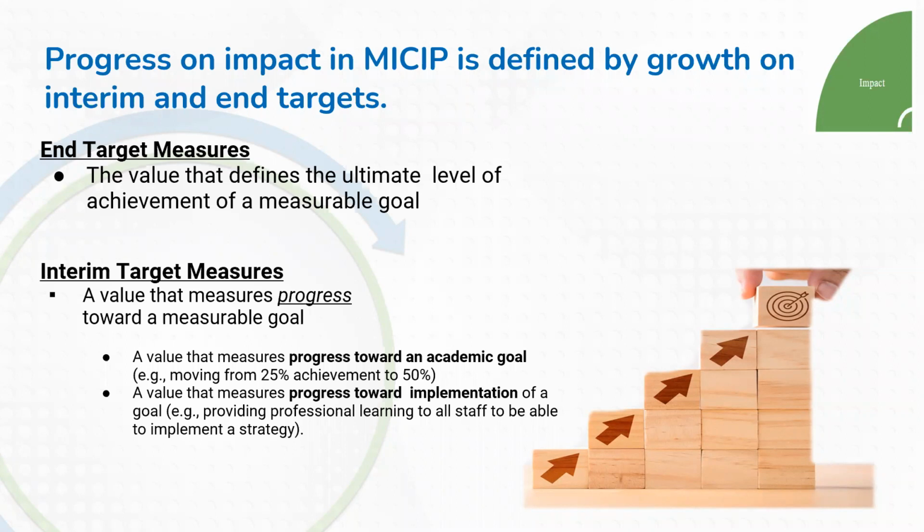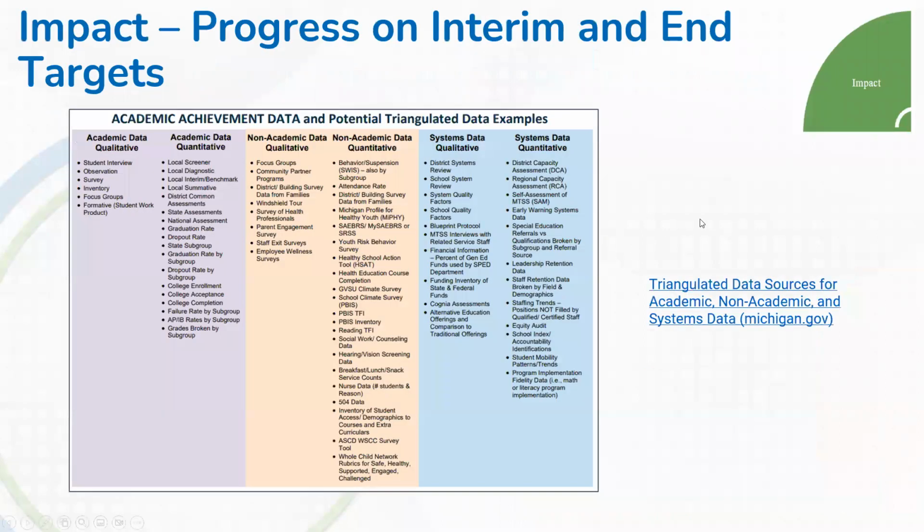For example, it might mean moving from the 25th percentile to the 50th percentile achievement, or it could mean the percentage of staff that have been trained in implementing a strategy towards getting all staff trained. This chart shows examples of various kinds of data that might be used to build a data story, and then for monitoring. While it is not required for a data story to include data from all categories, it is recommended that a district at least consider data in all three of these areas.